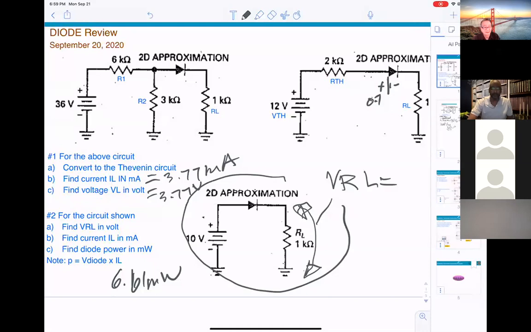So the diode is on. It's 9.3 in this case. Okay, now let's see, I want to make sure. 9.3.